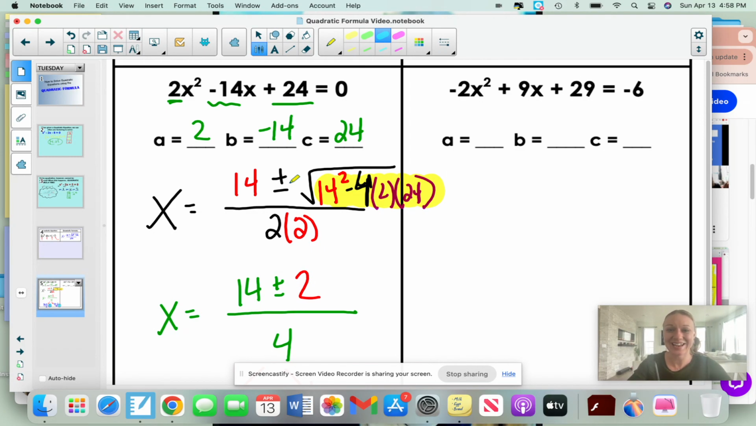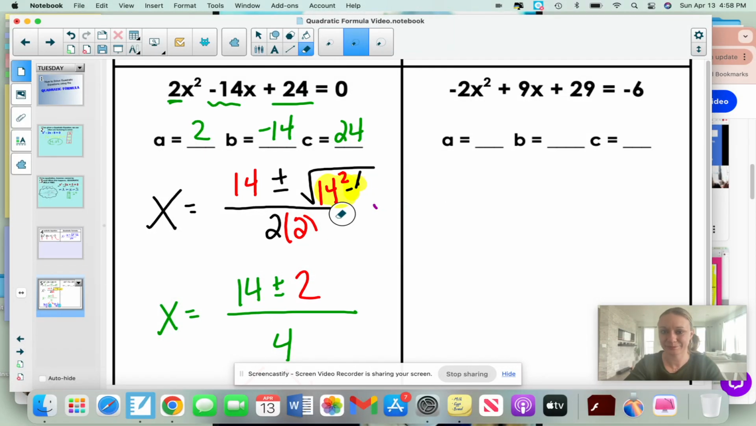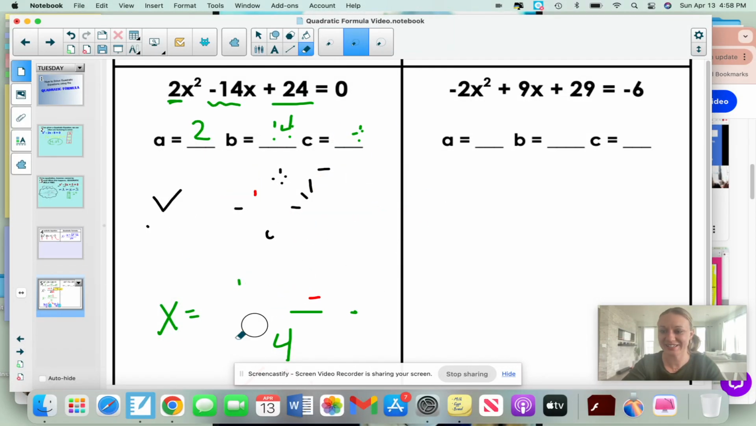Okay. Let's try another one. Let's try this one over here. I'm going to just erase this a little bit just so it's kind of not coming into the box. Okay, just pretend like this is all gone, okay?